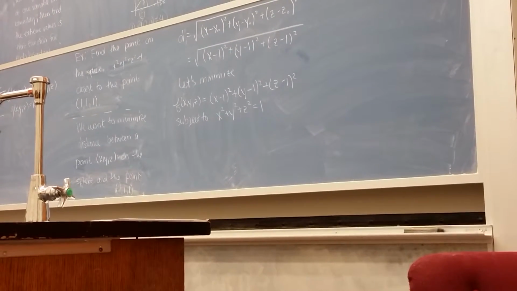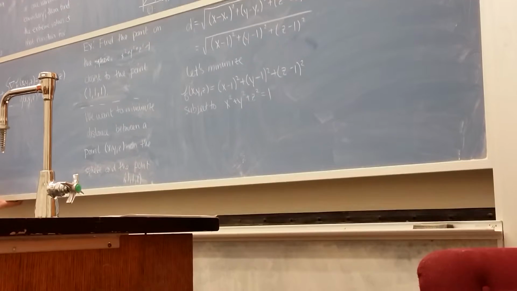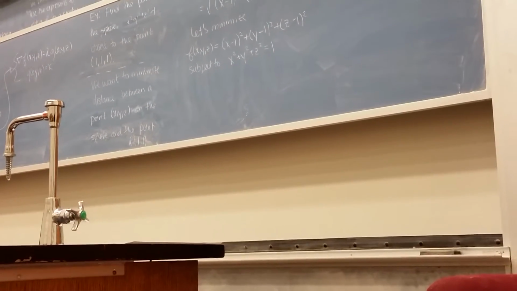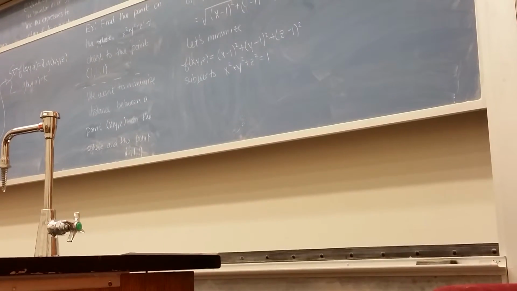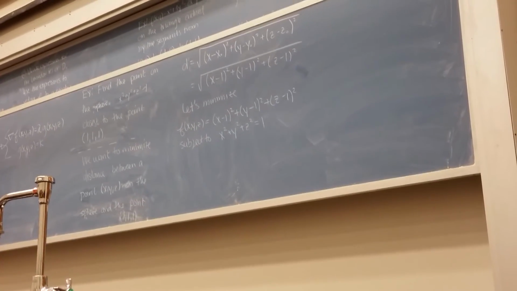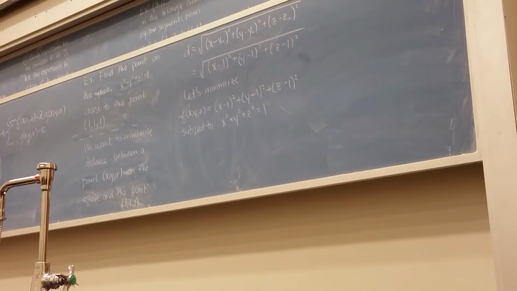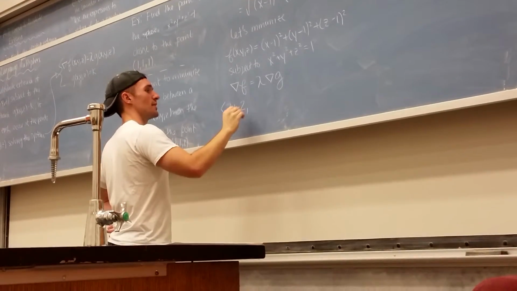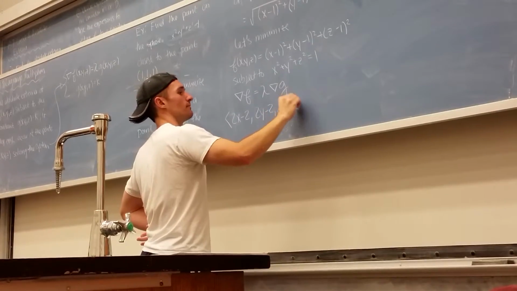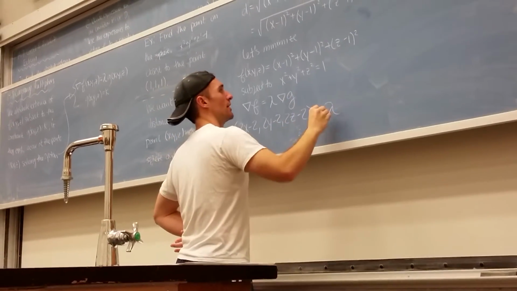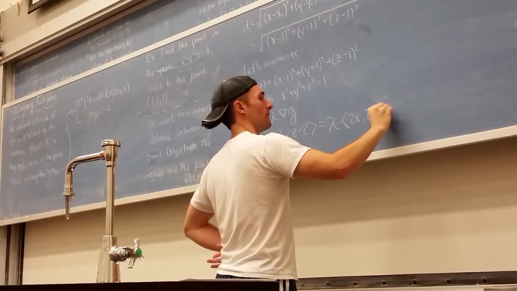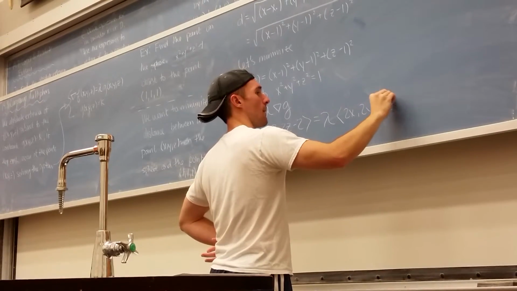Those are your constraints, right? Here's one constraint: x squared plus y squared plus z squared is 1. The gradient of f is 2 times x minus 2, comma, 2 times y minus 2, comma, 2 times z minus 2. And the gradient of g is 2x, 2y, and 2z.